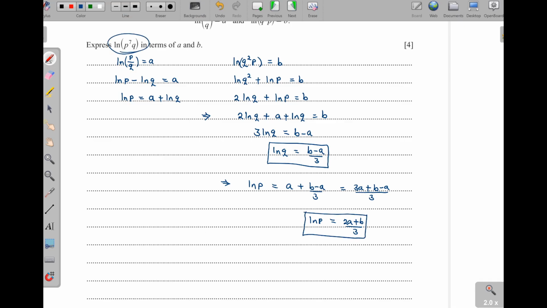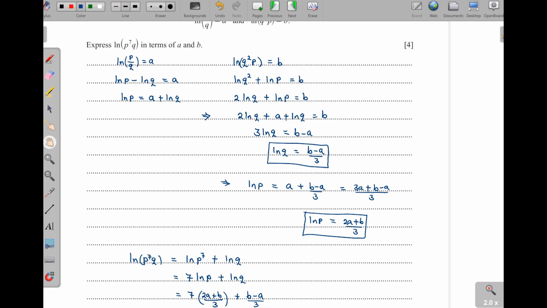Now I can come to this one and I say this natural log of p power 7 of q is going to be natural log of p power 7 plus the natural log of q. Then this one can come down here using rules of logarithms. That is 7 natural log of p plus the natural log of q. And then this will be 7. Then what is natural log of p? It is 2a plus b out of 3. Not so? Then plus natural log of q is b minus a out of 3.